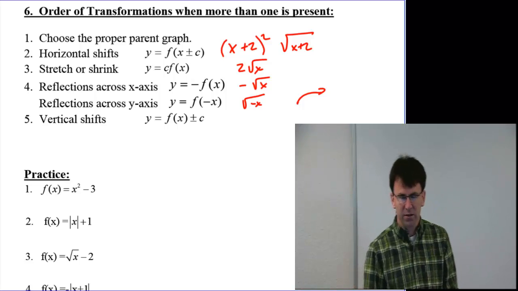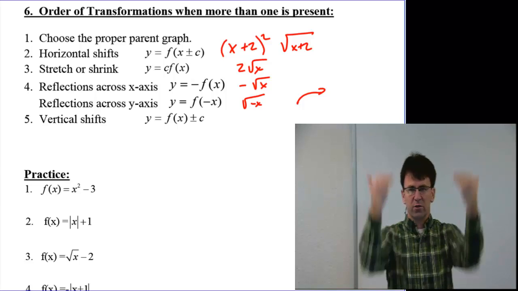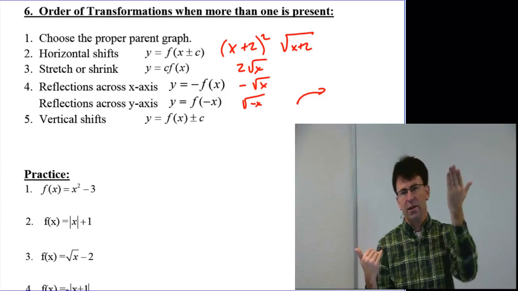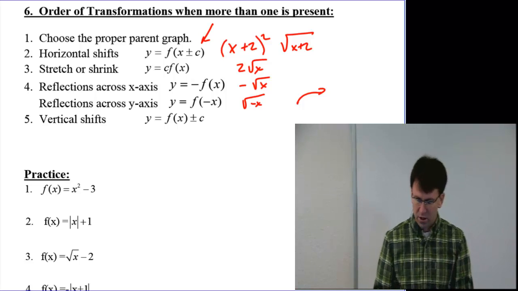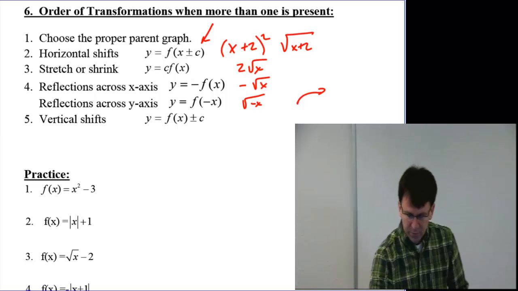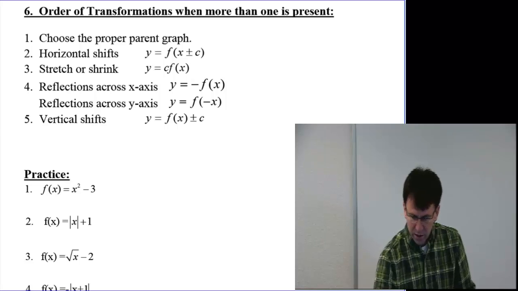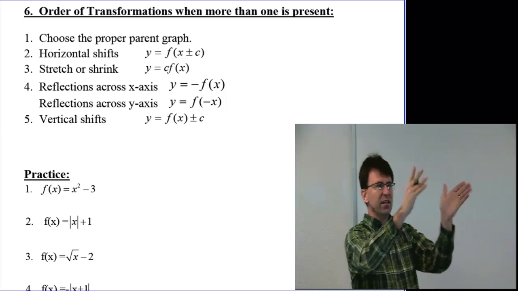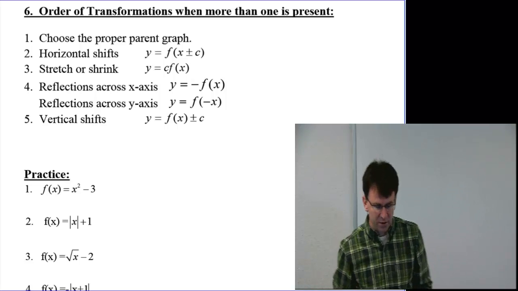Then last but not least, if I have a shift that just says add a constant to the end of the function, I'm just going to shift the graph up and down. Positive goes up, negative goes down, which is the opposite of what's going on if we happen to be inside. So let's look at one or two or three. But actually first, let's take that list and put it up here so we can save it and refer to it as we go down the list.